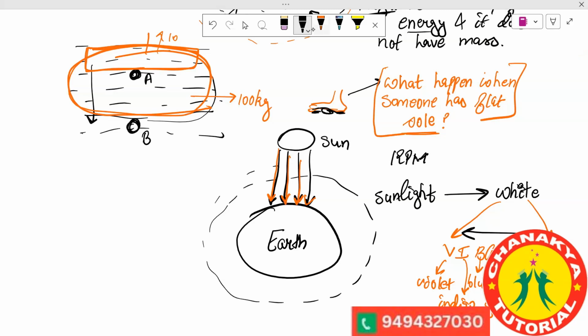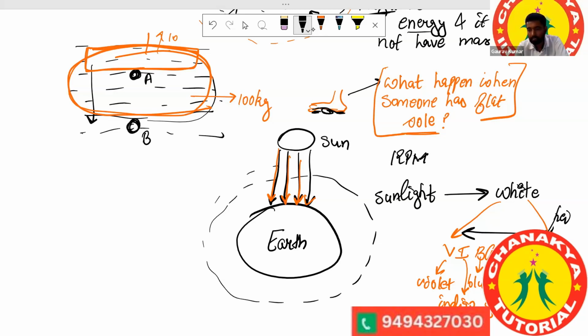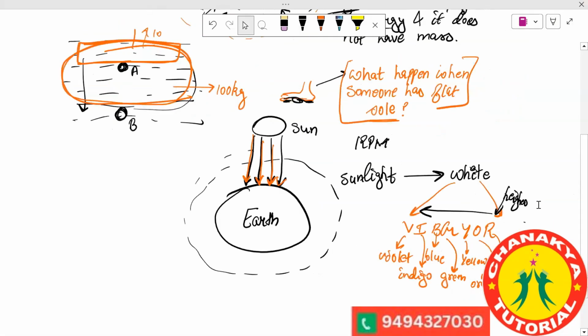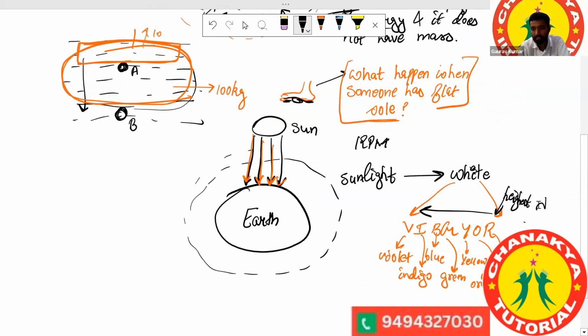Wavelength is highest in red, right? Red has the highest wavelength and the least frequency. Because wavelength and frequency are related by the formula v equals lambda f. If anyone of you hasn't heard about this formula, don't worry. You will come across this formula later.